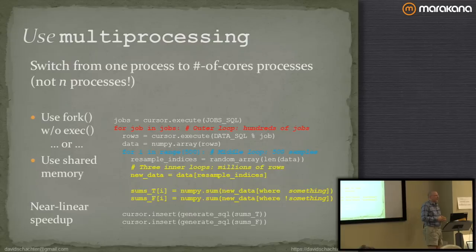And I realized that for CPU-intensive work, that's kind of silly anyway. If you're doing CPU-intensive work, you only need as many processes as there are cores. No point in having more. Just be wasting time in context switching. I used fork without exec.